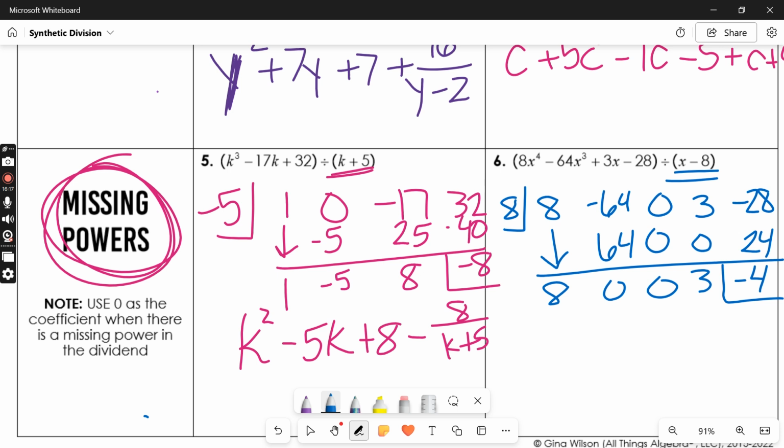All right, so this is x to the 4th, and I'm dividing by x. So 4 minus 1 is 3, so this is going to be 8x cubed. This would have been 0x squared, I'm not going to write it, 0x, not going to write it, and then plus 3. And then my remainder is minus 4 over x minus 8. And that's my answer. All right, so that's synthetic division.